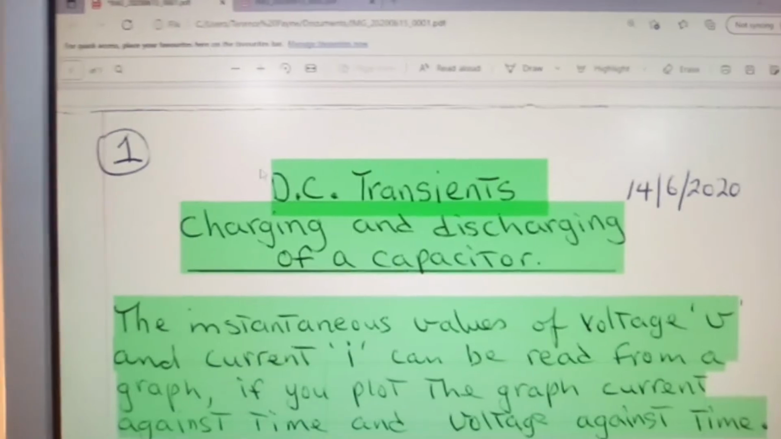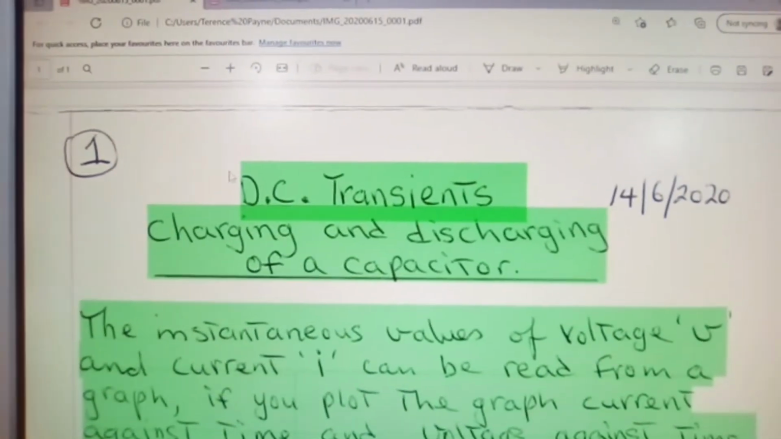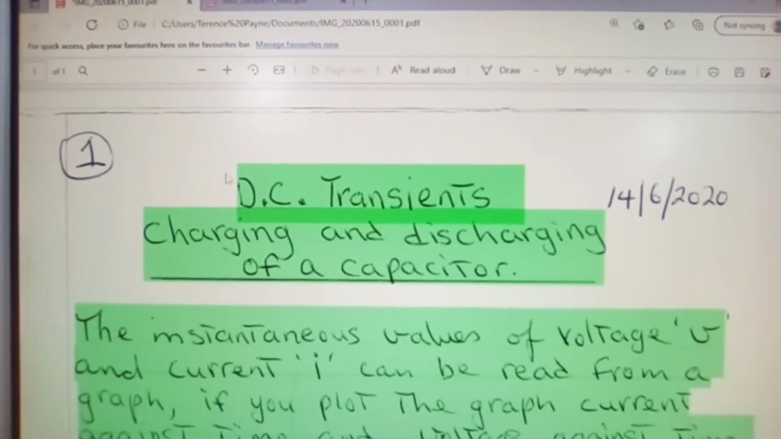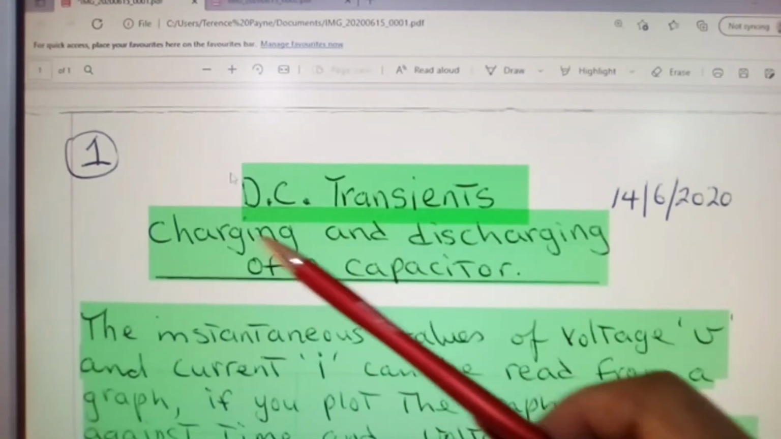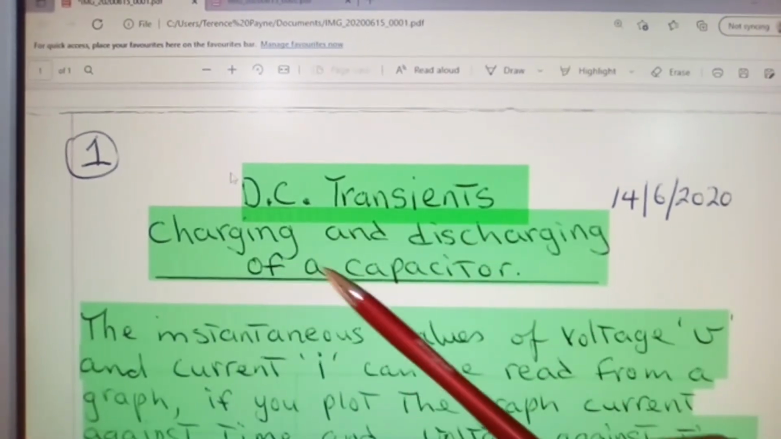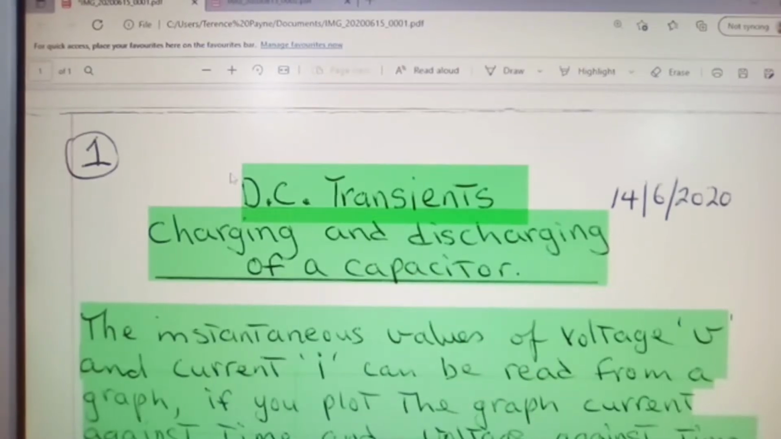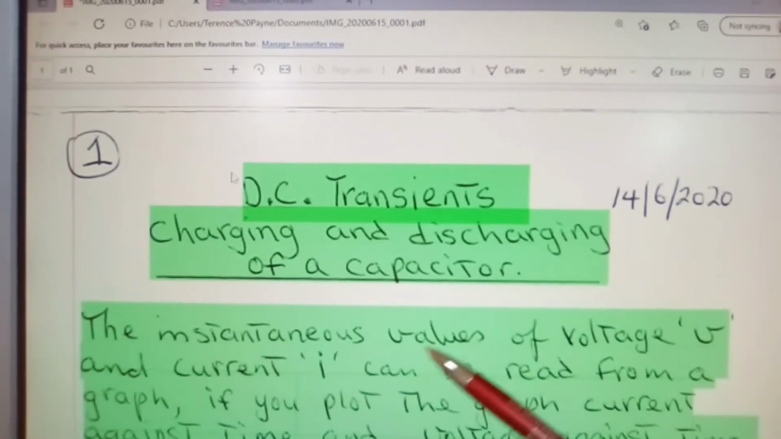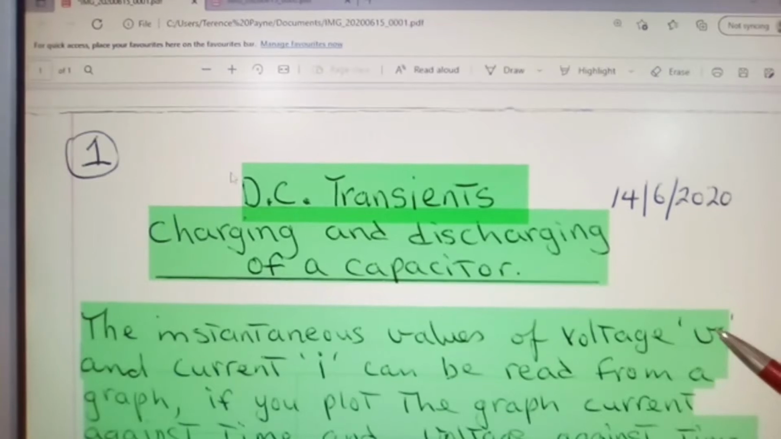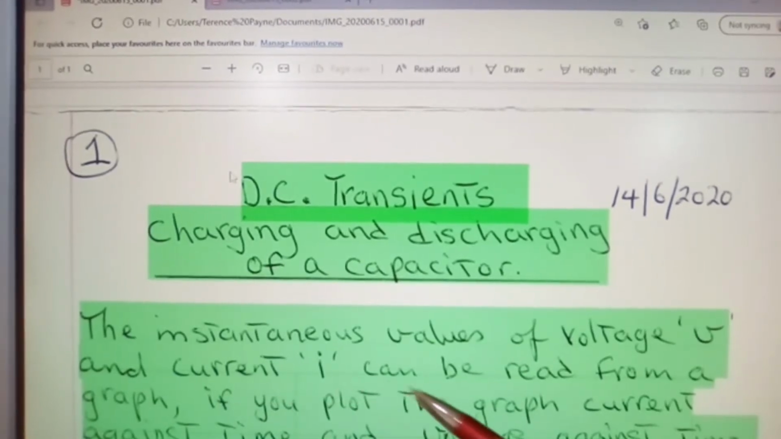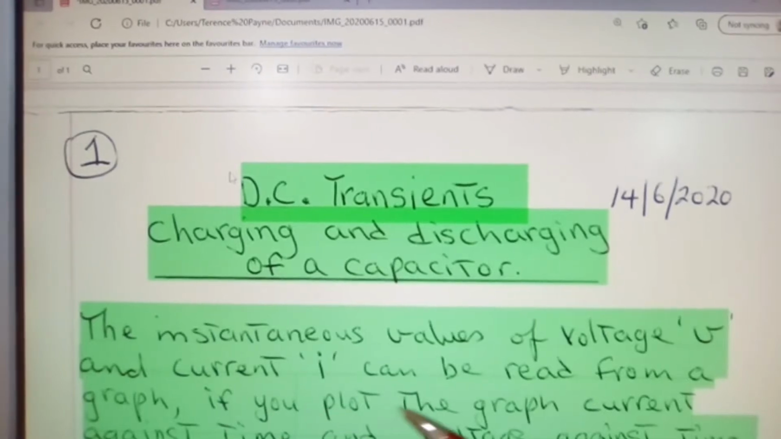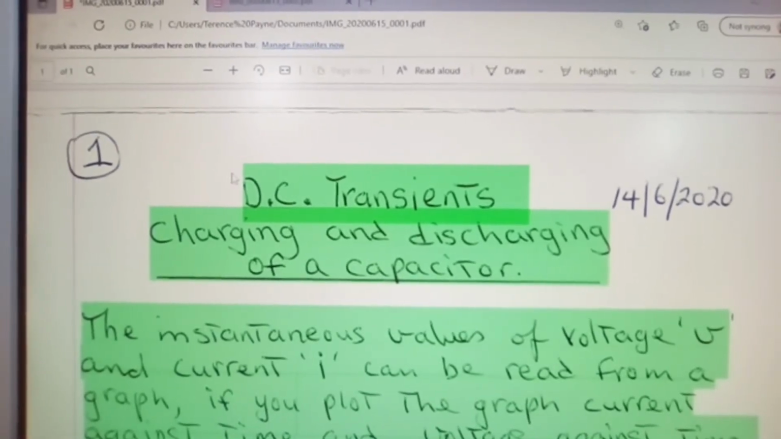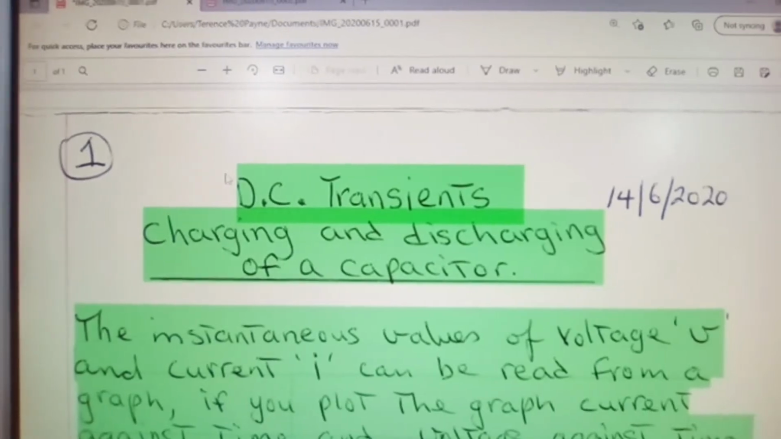Okay, welcome back. What I want to do is to continue with DC transients, charging and discharging of a capacitor. The instantaneous values of voltage V and current I can be read from a graph, if you plot the graph of current against time and voltage against time.